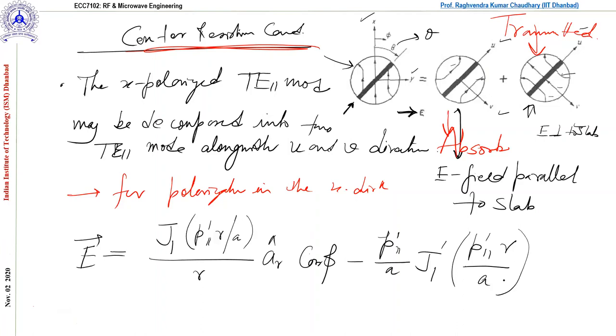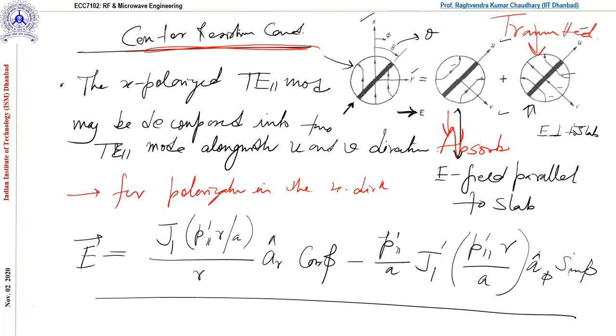This equation we already know from our previous background, what we studied in the electromagnetic course. So I just recall this; no need for derivation. This is the complete E field in the A R cap direction and in the A phi cap direction. Now this is the complete field.